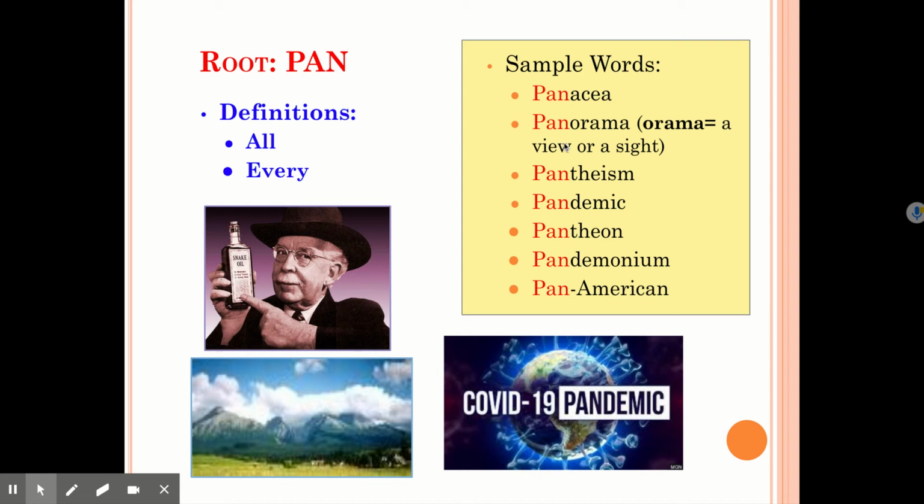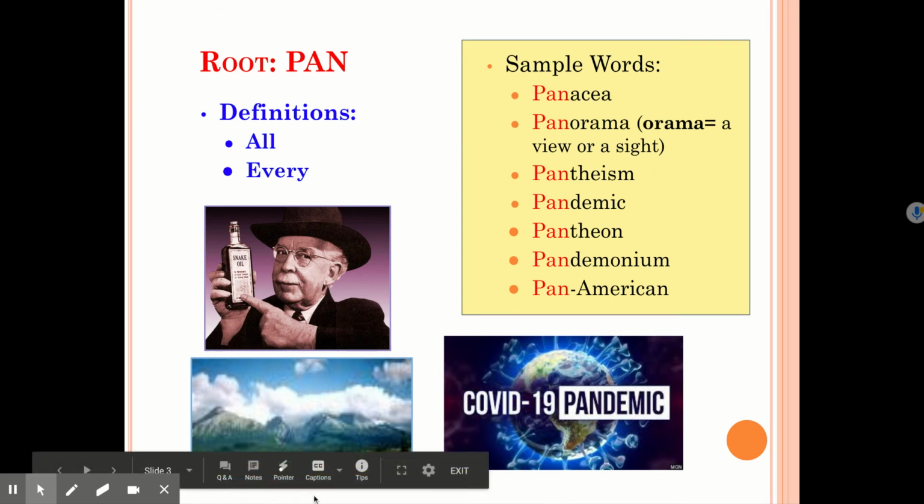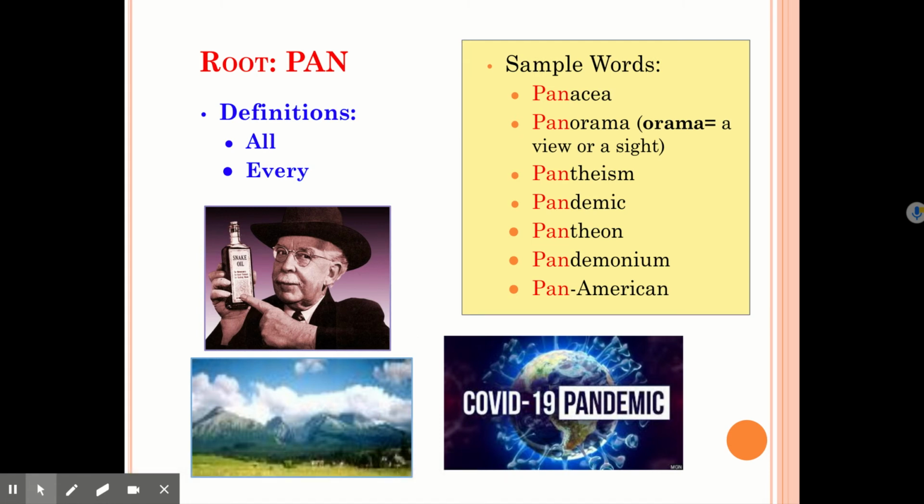Then we have panorama, orama meaning a view or a sight. Here's a picture taken from a camera that has a panoramic view. So it does not cut off the sides of the picture. Then we have pantheism, which is the religious idea that God and the universe are one thing and that God is present in all natural things.